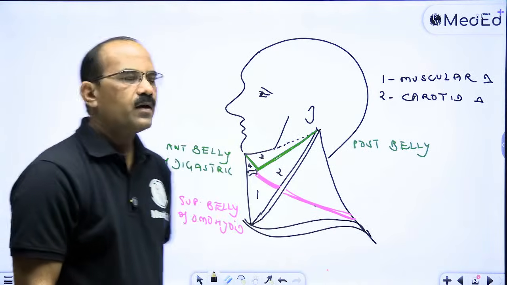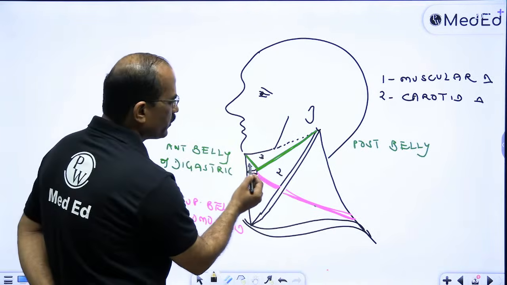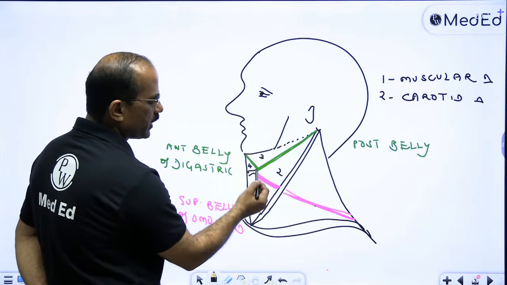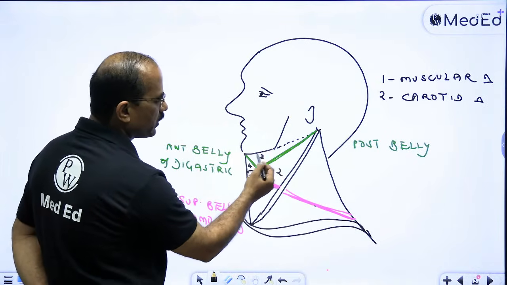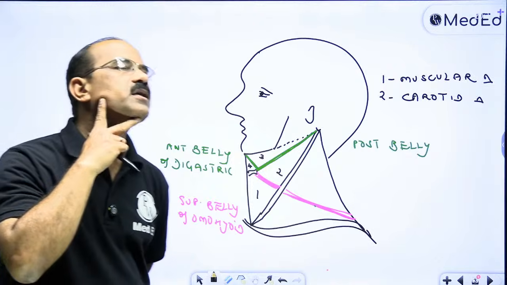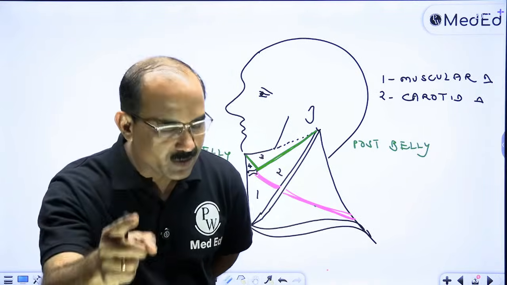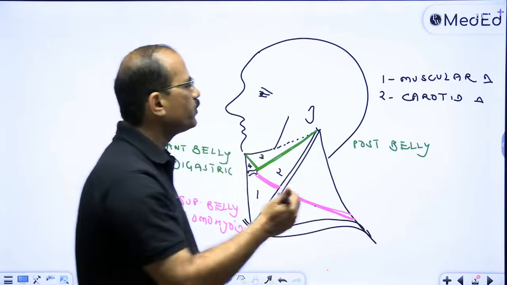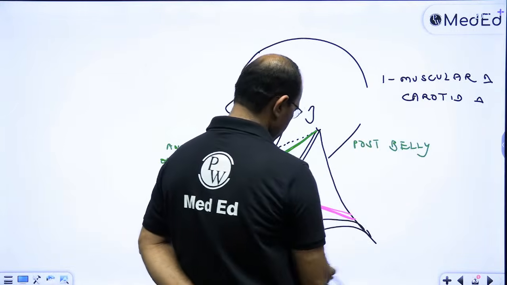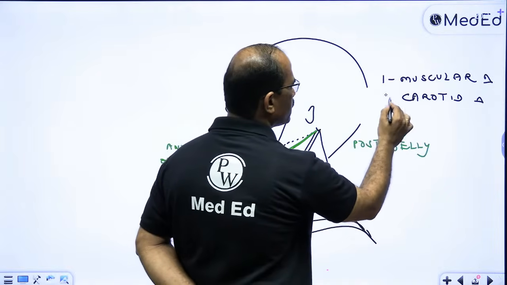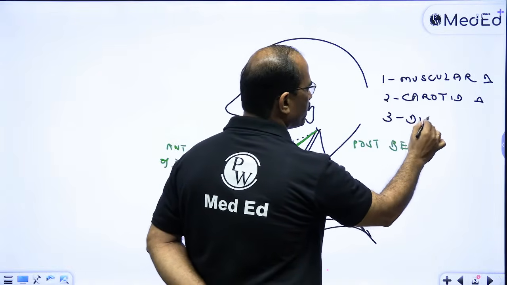Perfect? Look at this triangle. The anterior belly of digastric, the posterior belly of digastric, and the body of the mandible. Here, there is a gland here. That's the submandibular gland. And this triangle is therefore known as the digastric triangle. What is its name? This triangle is the digastric triangle.